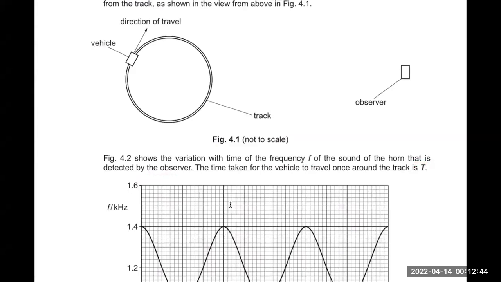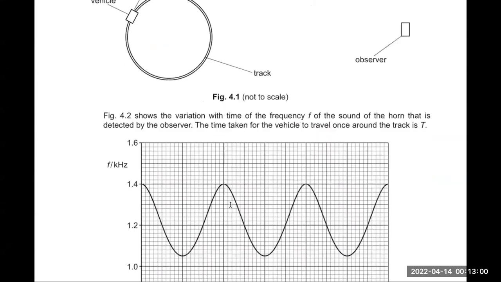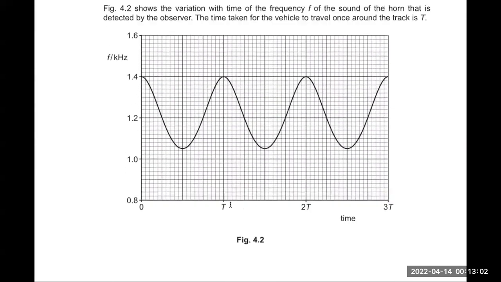So this is basically a question on Doppler effect, where there's an apparent change in frequency when there's relative motion between the observer and the source. The time taken for the vehicle to travel once around the track is T. That is one time period. It starts from this point or any point and returns back to the same point. So this is what the graph looks like. A maximum value of 1.4. This here is a lower minimum value of something.